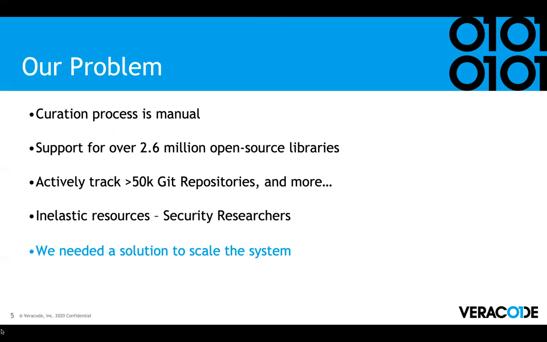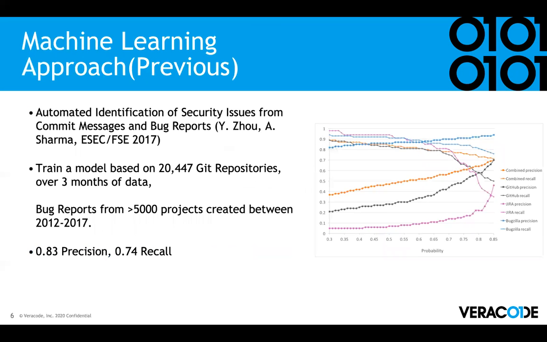And across different programming languages, we currently support over 2.6 million open source libraries and are actively tracking more than 50,000 Git repositories. The challenge of curating vulnerabilities becomes harder as the number of sources grows, while keeping the same number of security researchers. So what we really needed was a solution to scale the system, and our direction was to move to a machine learning approach.